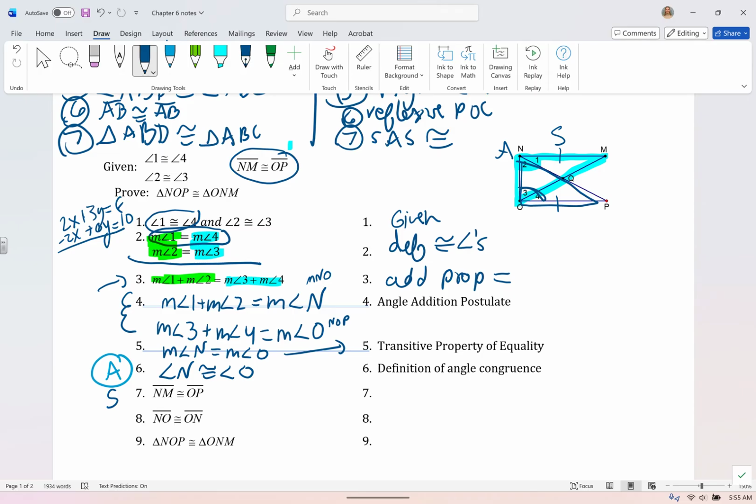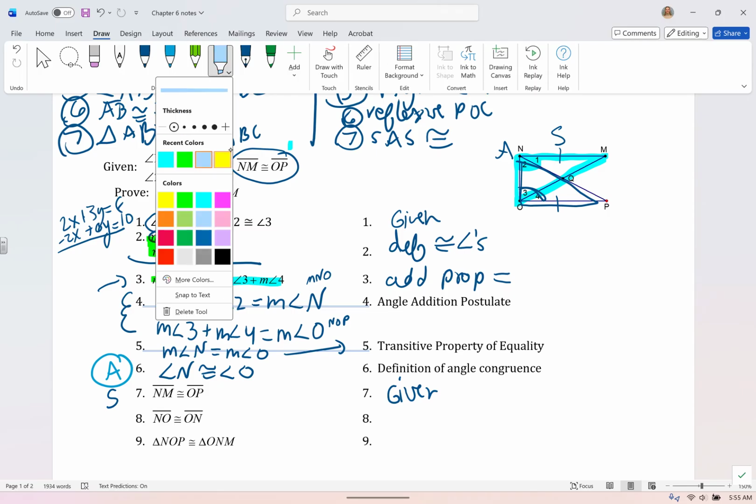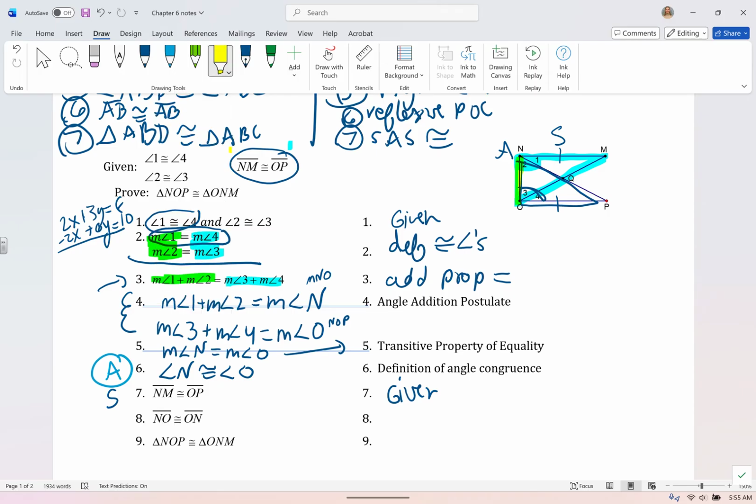Okay, and then the last thing, that's just given. The last thing we're going to do is we're going to say, well, do you see there's a reflexive side? Over along the left, this left side over here is going to be part of the top triangle and the bottom triangle. So NO is congruent to itself. You don't have to flip the order. Somebody was just trying to be cute.